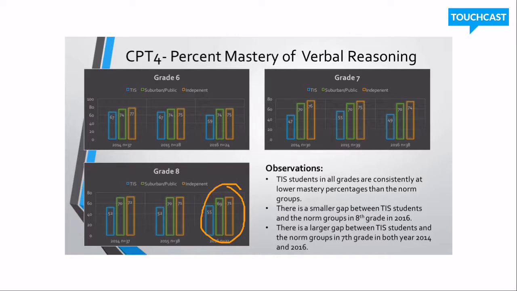There is a larger gap, however, between TIS students and the norm group in seventh grade in both year 2016 and 2014. If you remember, this is the grade level that has been most affected by the population of English language learners with low English proficiency level.